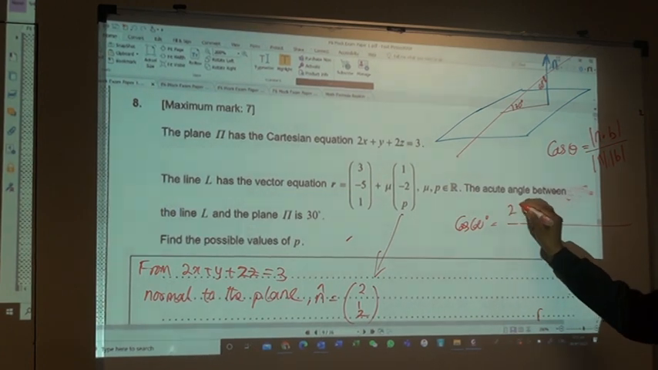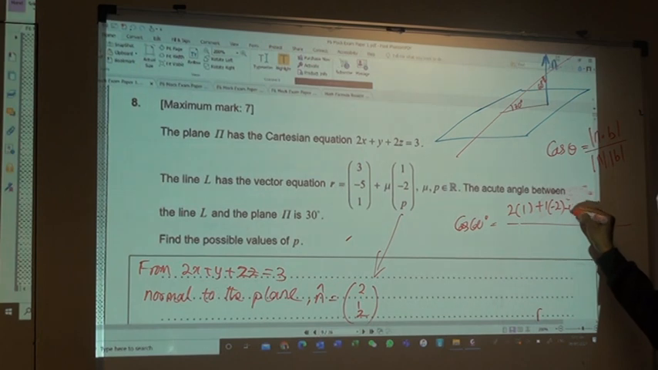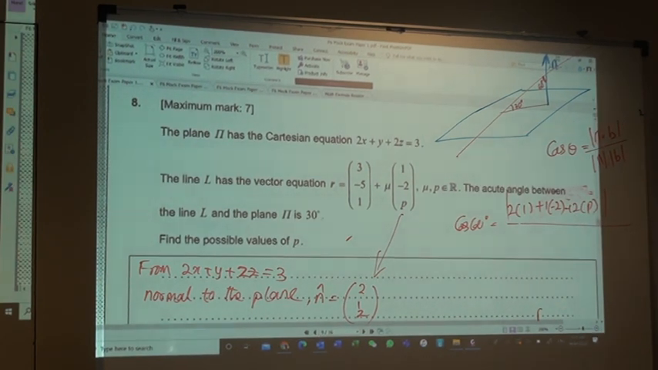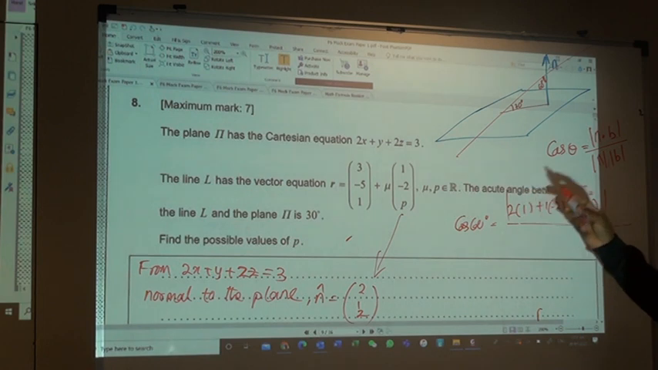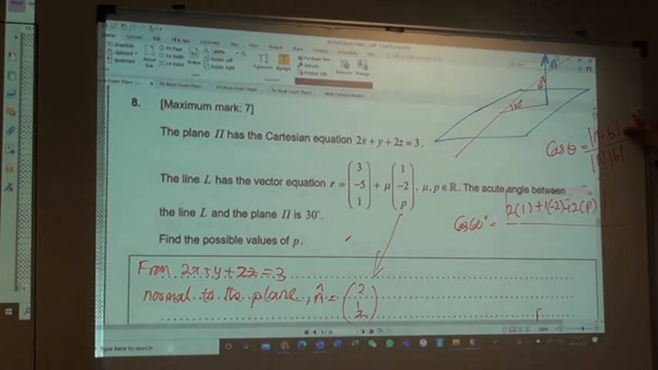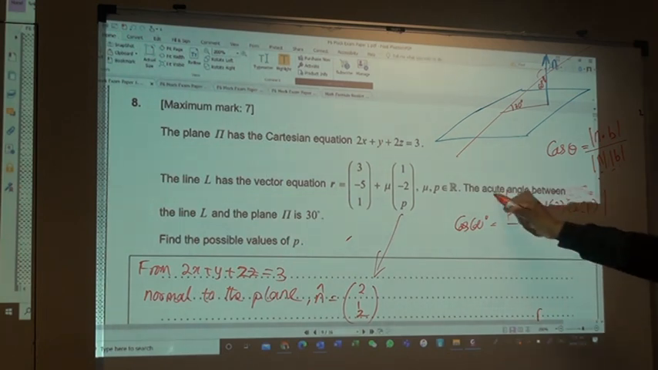That will be 2 times 1, 1 minus 2, right? 2 times p, absolute value, because we're talking about an acute angle. If it is negative, you need to make sure this is positive, otherwise you don't have an acute angle. You will be having something like this if you are not careful. That's not what we want. Acute angle. You see, it says acute angle.